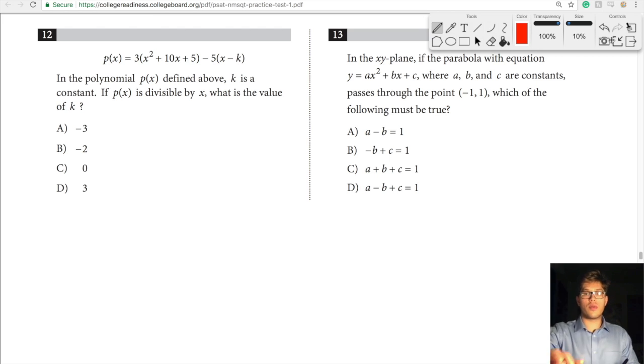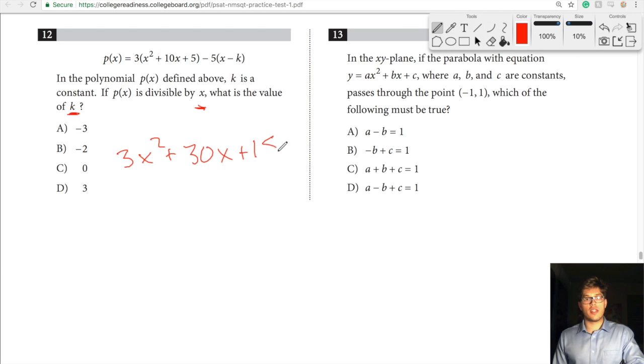All right, let's look at 12 and 13. So in the polynomial p of x, defined above, k is a constant. If p of x is divisible by x, what is the value of k? Okay, so p of x is divisible by x. What is the value of k? Okay, well let's multiply through and see fully what we have. So we have 3x squared plus 30x plus 15 minus 5x plus 5k. Don't forget to distribute your minus sign, right?